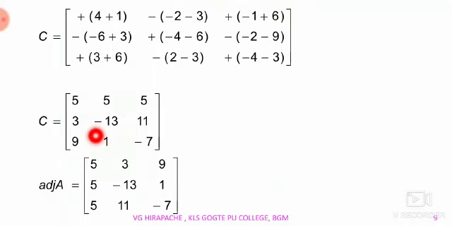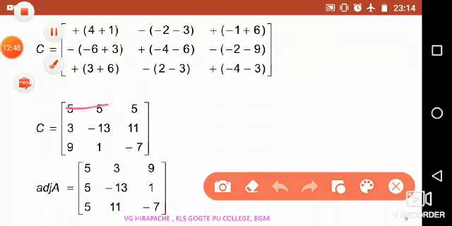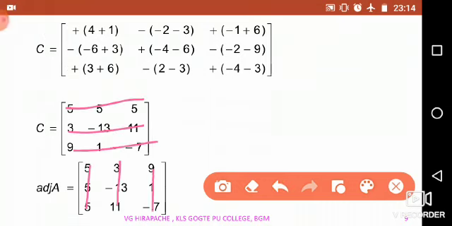Therefore, the C matrix stands for the cofactor matrix of the given matrix A: 5, 5, 5; 3, minus 13, 11; 9, 1, minus 7. These are the cofactors of the first, second, and third rows respectively. Now, to get the adjoint of the given matrix A, we take the transpose: the first row is replaced by the first column, the second row by the second column, and the third row by the third column. We get the adjoint of the given matrix. The transpose of the cofactor matrix is called the adjoint of matrix A.